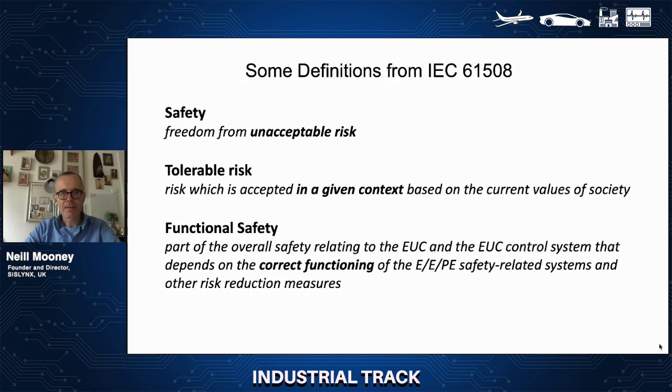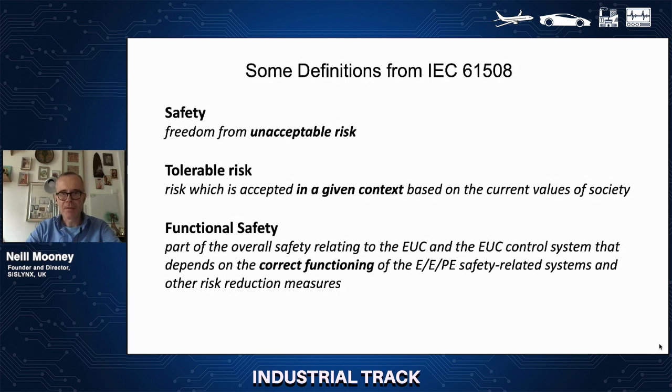Tolerable risk is defined as the risk which is accepted in a given context based on the current values of society. The important part here is that the context has to be specified, and the importance that has in terms of supply chain position will become clear as we go forward. So now we have two ideas of risk that we need to think about. What is unacceptable? What is tolerable? And tolerable depends on the context.